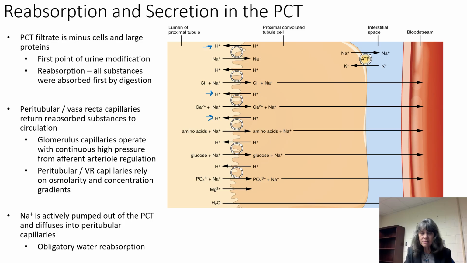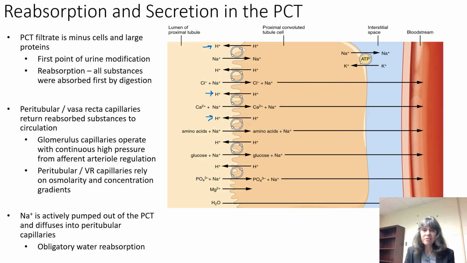We've got all these substances which have a higher concentration gradient that's going to help them move back into the bloodstream. Now, sodium is actively pumped out of the proximal convoluted tubule and diffuses into the peritubular capillaries. And when sodium moves in from the potential urine back into the bloodstream, water will follow because water follows solute. It's an obligatory water reabsorption because water follows solute by way of osmosis.